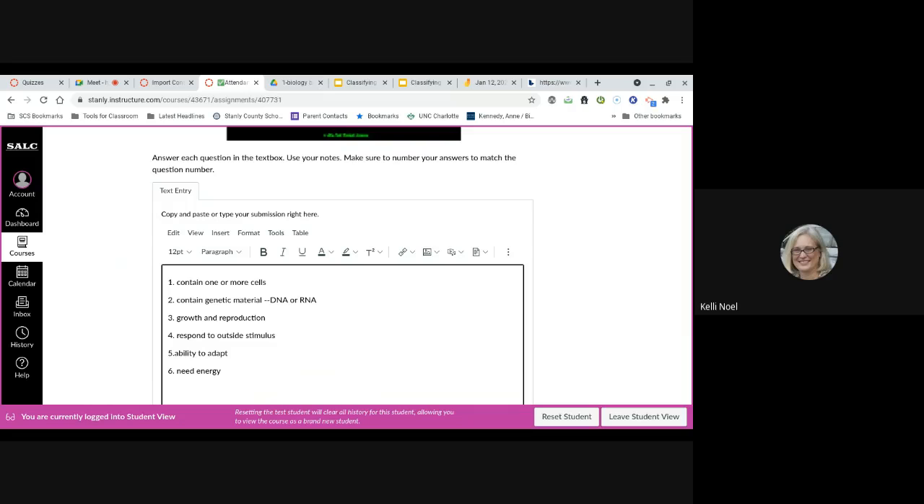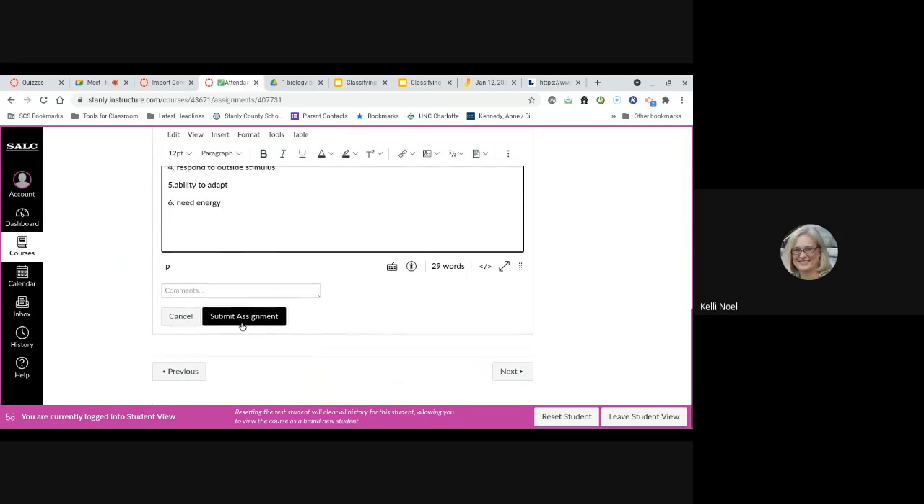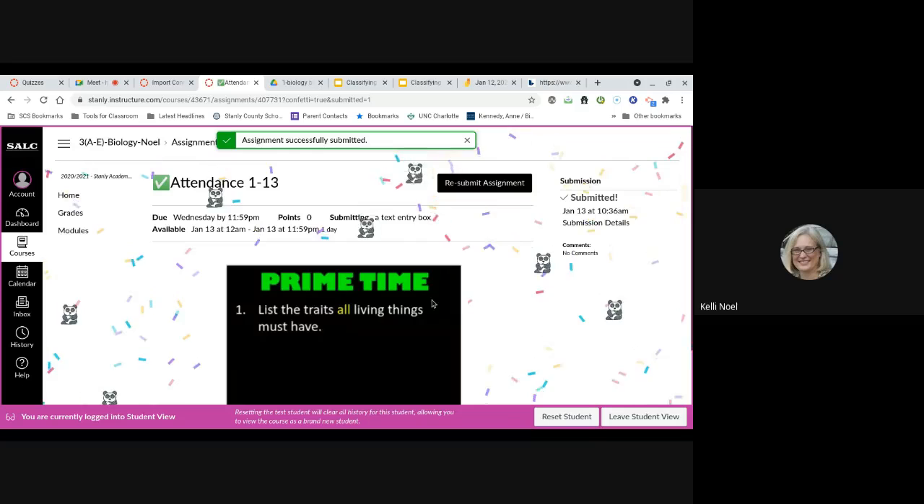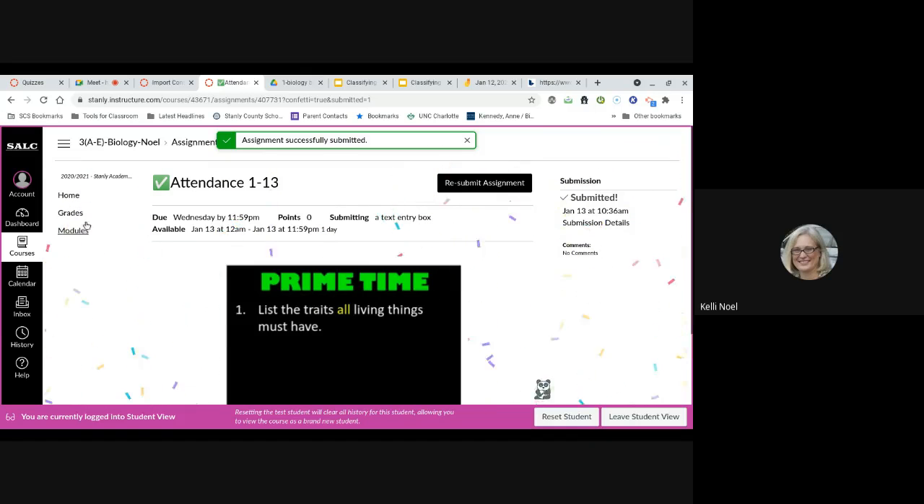And you'll see them listed different ways. Some will add in maintain homeostasis. That kind of falls under combining 4 and 5 together. But these were the 6 that we went over. And so submit that, and that'll get you your extra credit points.